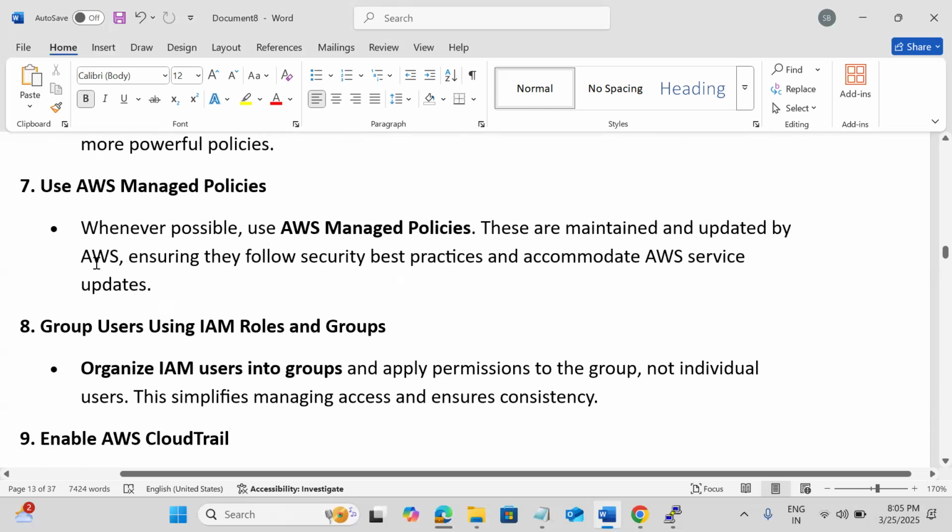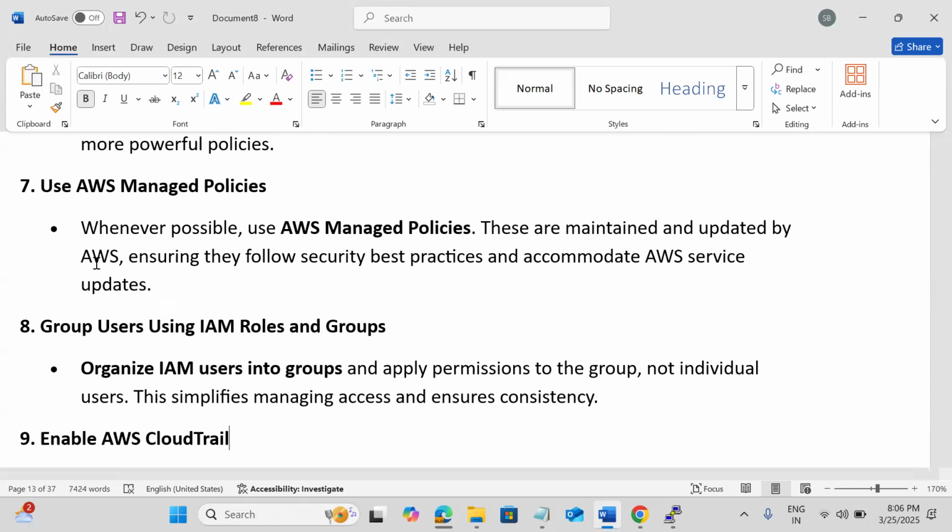And compared to groups and users, which is recommended? IAM groups are recommended compared to users. So instead of users, AWS recommends going for groups itself.